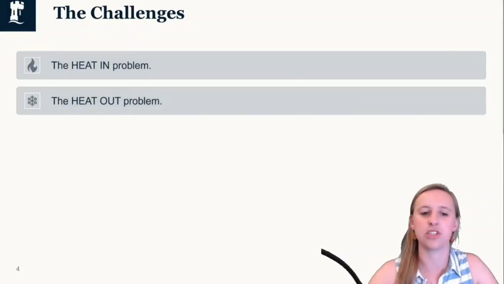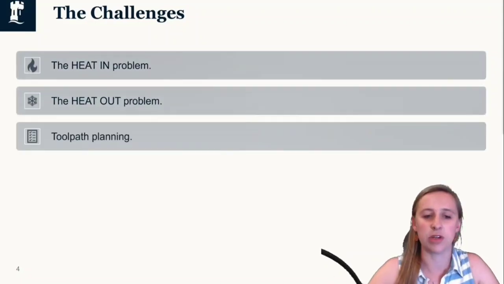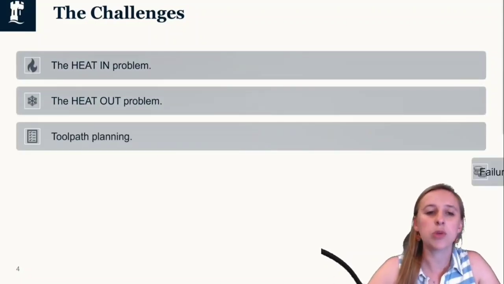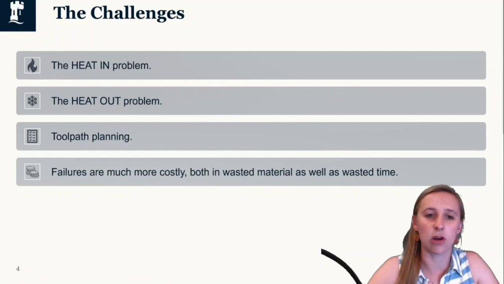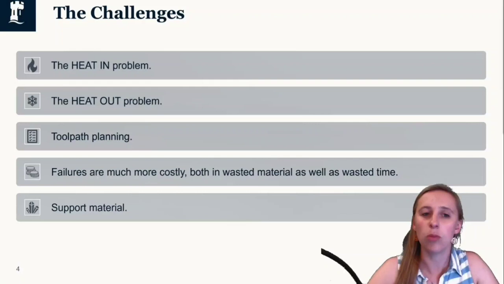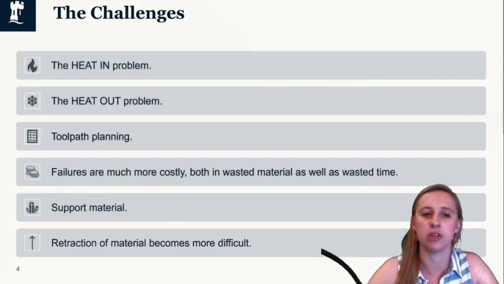The heat in, heat out challenges generally contribute to most of the problems relating to large scale AM, many of which can be avoided through careful tool planning. We also want to avoid failures at large scale because they cost money both in material and wasted time, which links closely to using support material, which not only is a much greater cost associated with the waste material, but supports will also bond to the subsequent layer and need to be removed using post-processing subtractive technologies. And our final issue surrounds retraction, which becomes much more difficult at large scale due to the pressure buildup of the large melt pools in the nozzle.